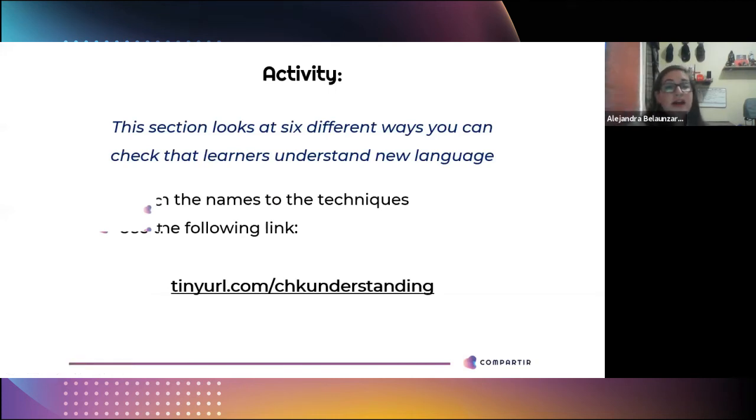you're going to see you have different ways in which you can check that learners understand, and you have the situations, and you have to choose in the list of the techniques. At the end, it is going to tell you if you were correct or not in your answers. Okay, it's like a little quiz.